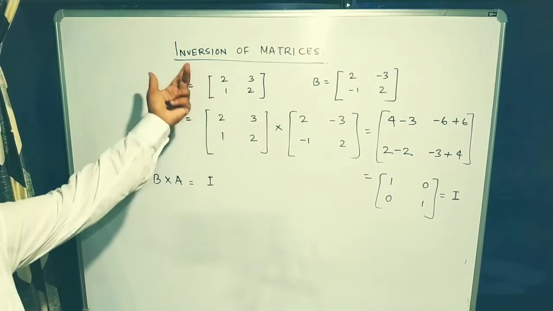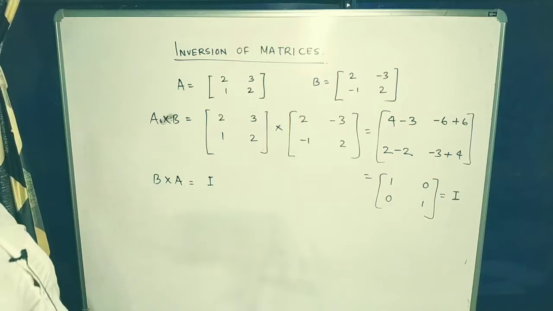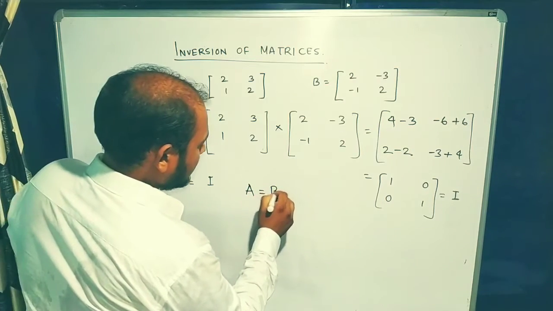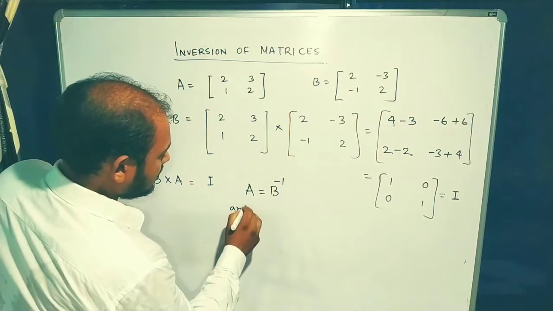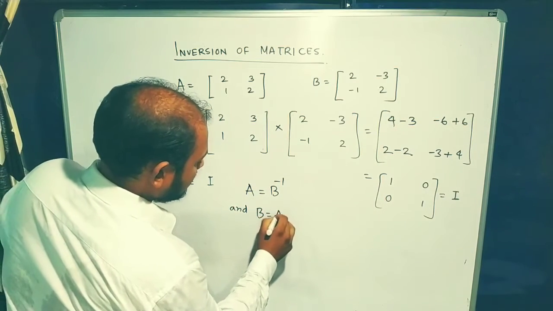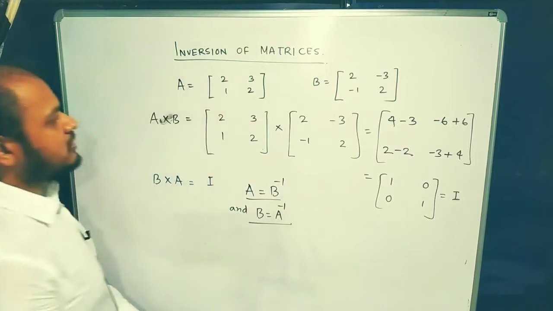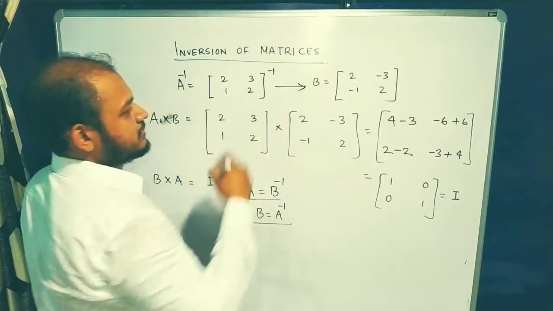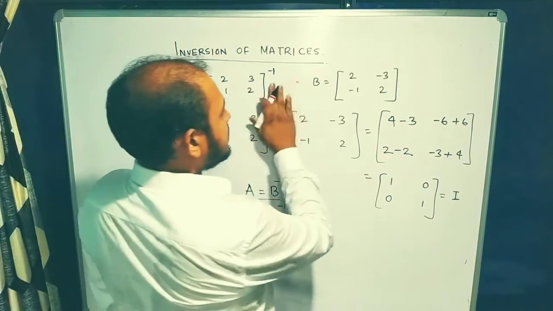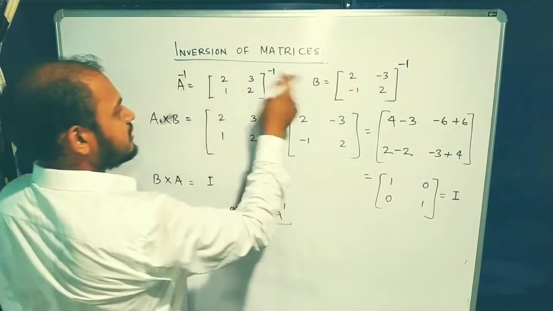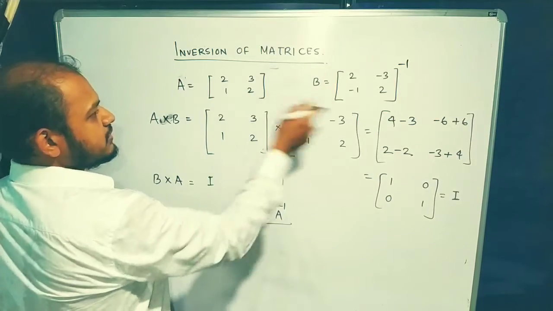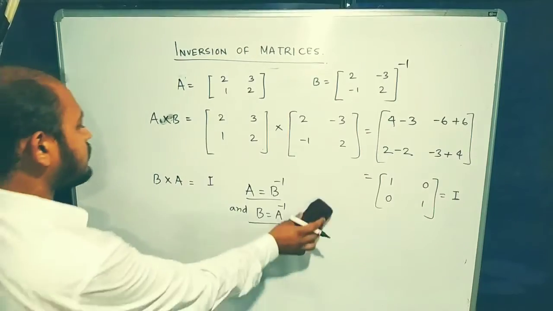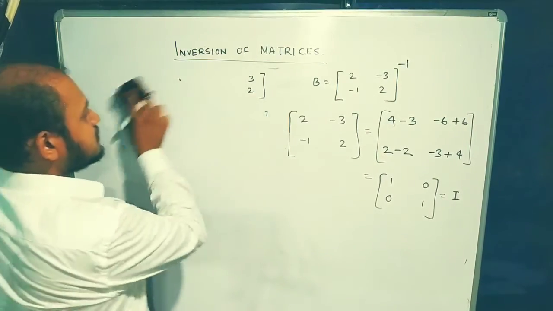So according to the inversion statement of matrices, A must be equal to inverse of B, and B must be the inverse of A. So in other words, if you take inverse of this matrix, it becomes this matrix. Or in a reverse fashion, if you take inverse of this matrix, it becomes this matrix. If you take inverse, it is equal to this. So it must be clear to you now what is inversion of matrices.